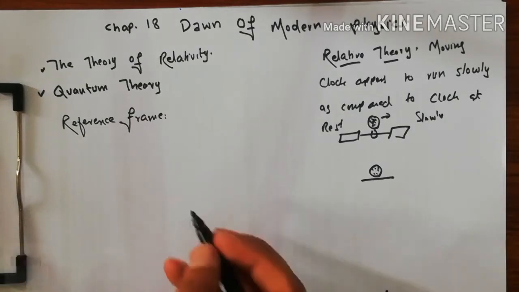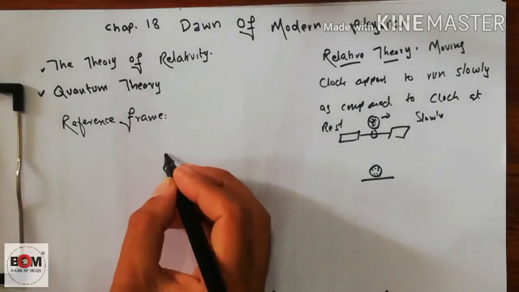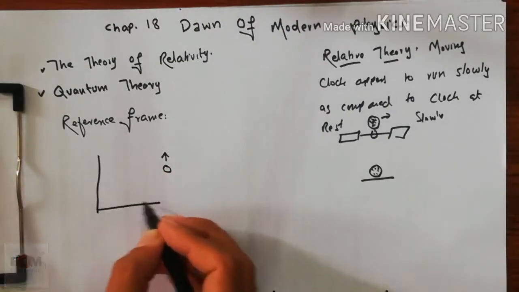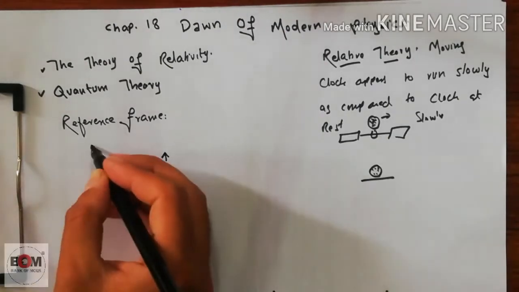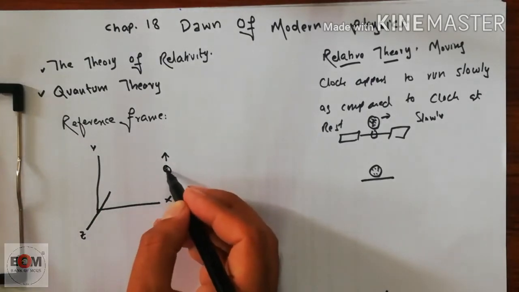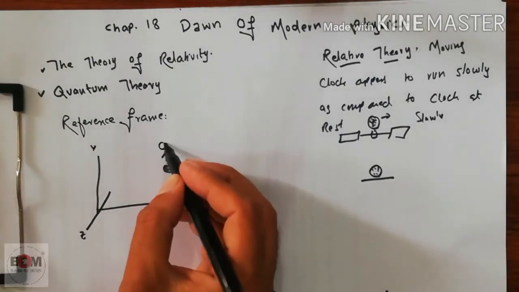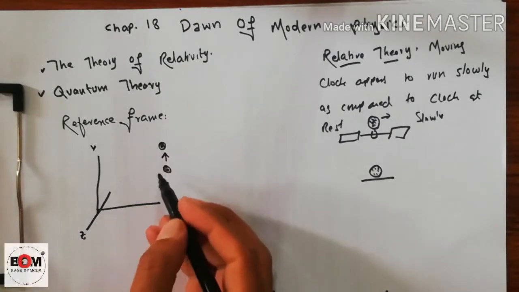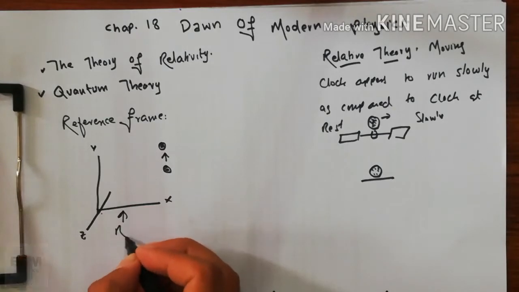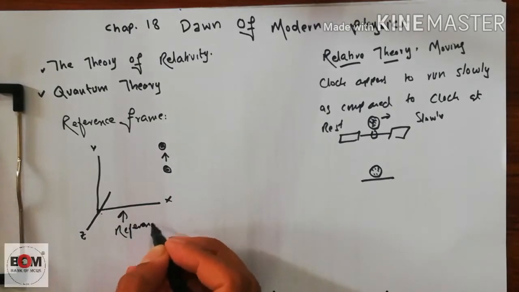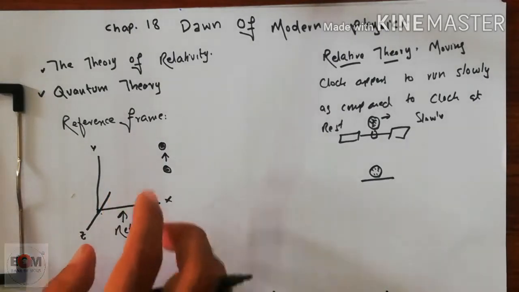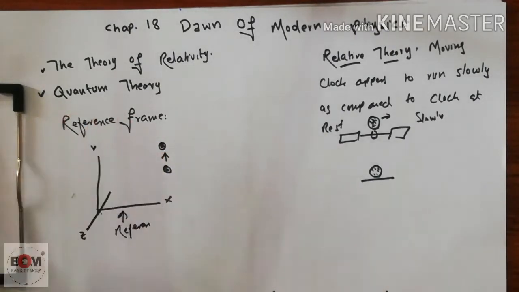A body is moving. How can we say that this body is moving? We draw the x-axis and y-axis, and in the case of 3D the z-axis, and we say that first the body was at this position, and after some time it changes its position. So we take this xyz system as a reference, and with this reference we can say that the body is moving. Without the reference we can't say whether the body is moving or not.